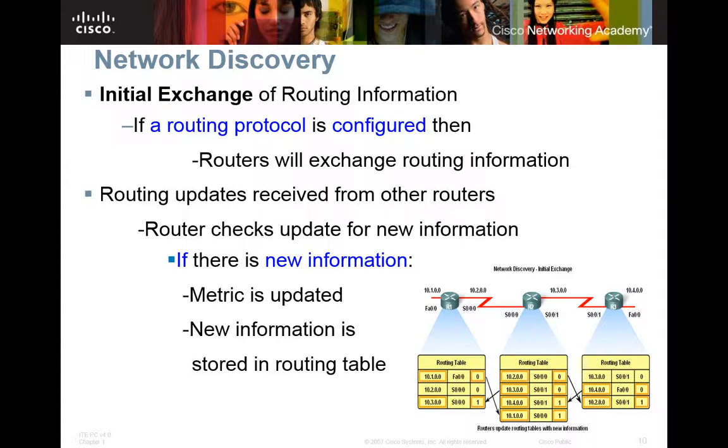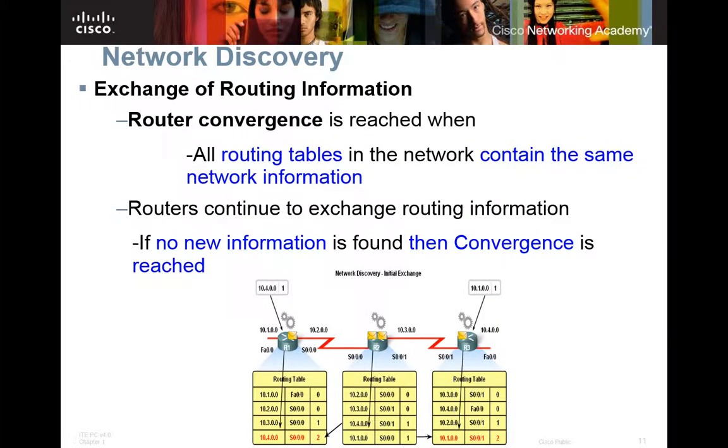The cost is going to be a lot smaller, right? So we'll get faster bandwidth. So they'll resend out the information. If no new information is reached, the convergence is reached. In other words, so long as there's no new information, you have convergence. Everyone's on the same page, everyone's on the same table.